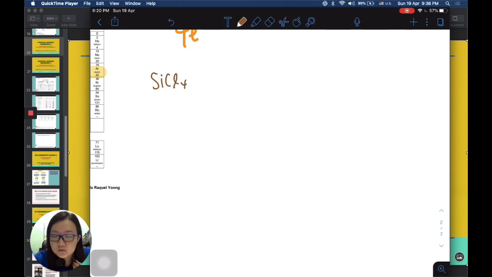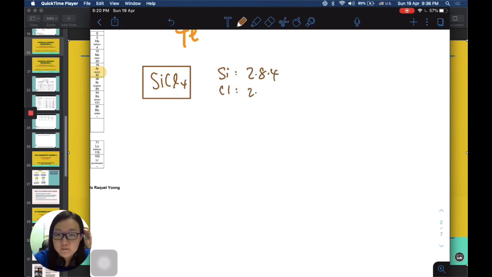Now let's do the second part of this question, which is to draw the dot and cross diagram. I got no space, so I shifted a bit. We do the same things. We always start off with the atoms, which are silicon 2.8.4 and chlorine 2.8.7. We always look at valence electrons only, so silicon has 4 and chlorine has 7. We need to keep that in mind.